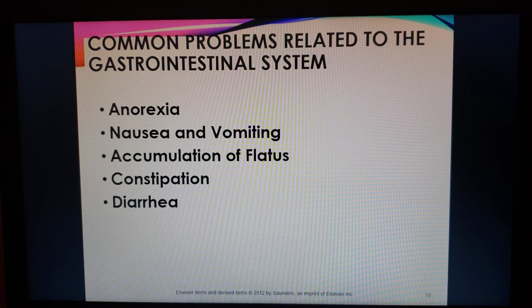Common problems in the GI system that we can encounter with disorders, we're going to cover here. This includes anorexia, nausea and vomiting, accumulation of flatus, constipation, and diarrhea. You have patient teaching on page 640 about how to reduce gas and bloating in your patients. I want you to look over that. That's important information. This is a problem we deal with a lot with our patients, especially those who have just had surgery.